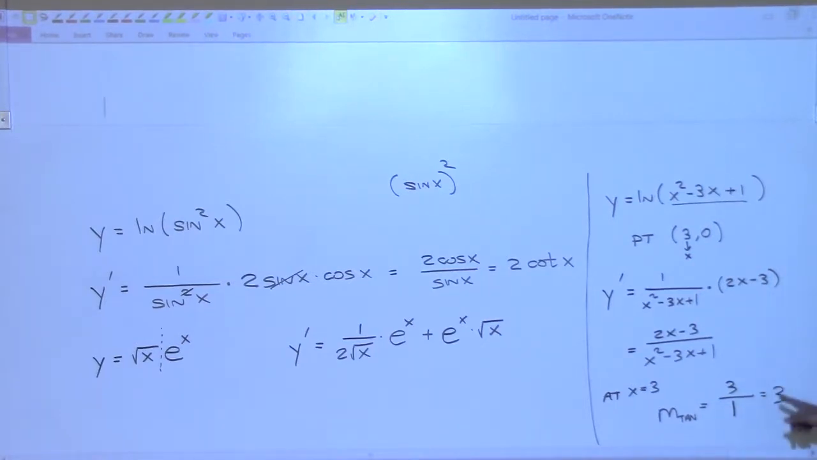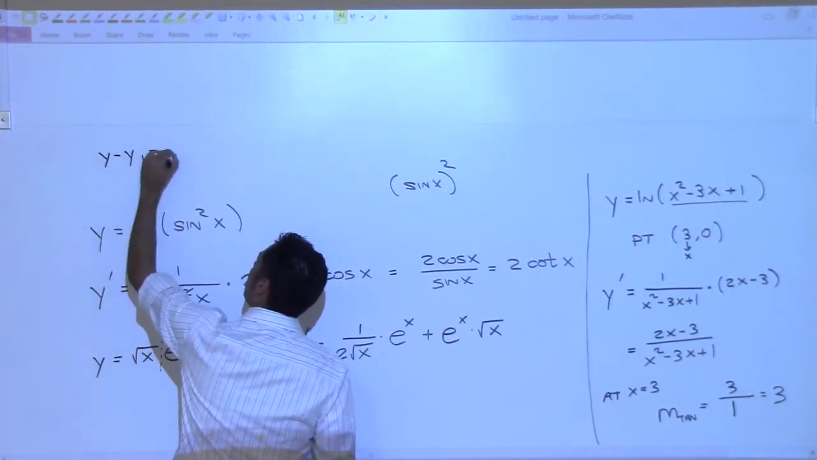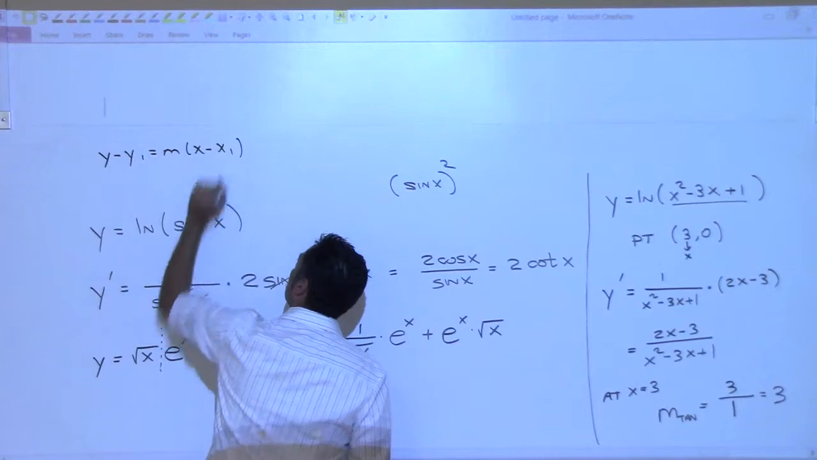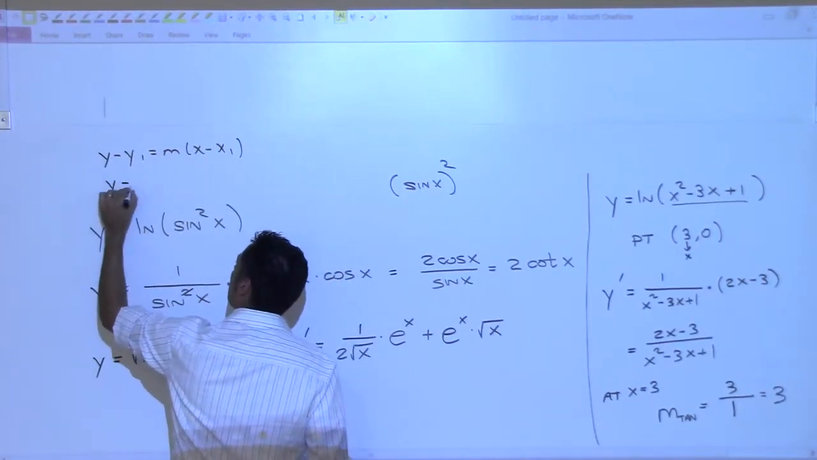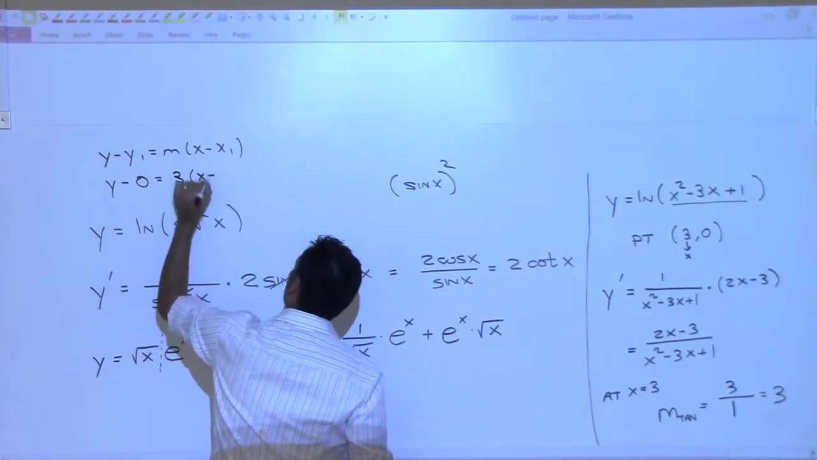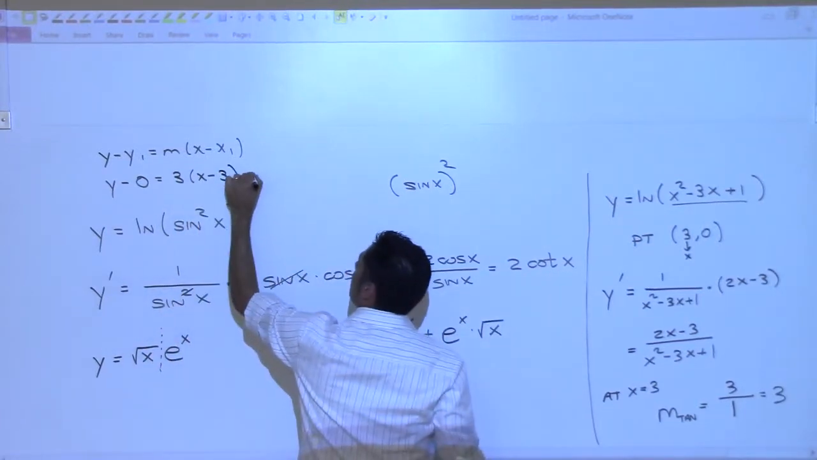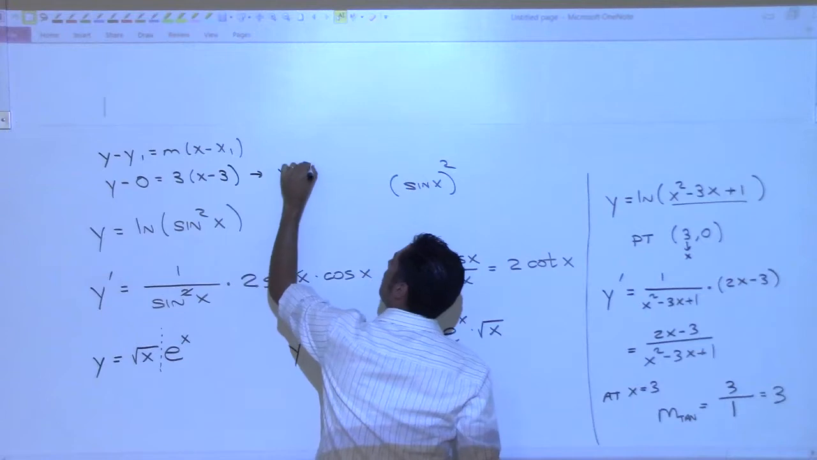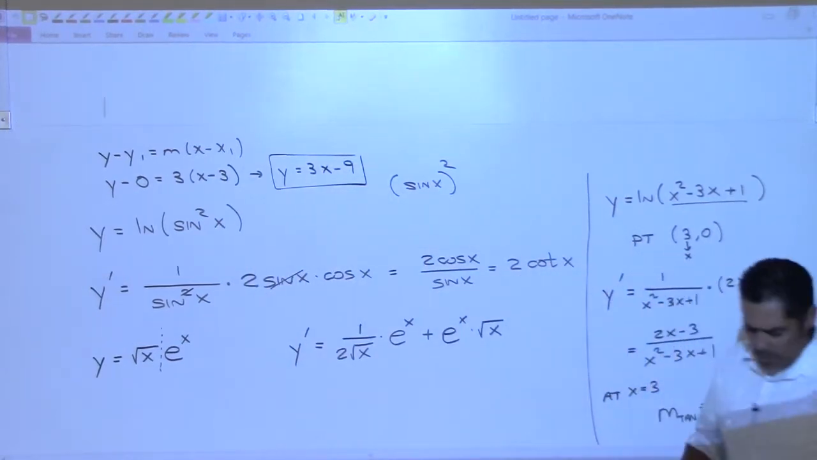All right? That's not the answer. That's just the slope of the tangent line. We want the equation of the tangent line. So now you have to go back to this good old formula, y minus y1 equals m times x minus x1. And you have all this stuff. y minus 0 equals m. The m we just got was 3. And then x minus 3. So this turns out to be y equals 3x minus 9. That's the equation of the tangent line.